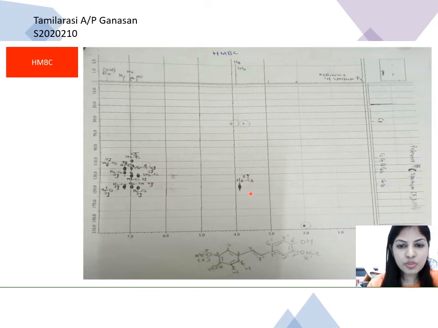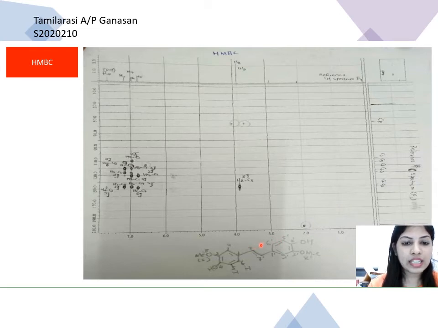What does this mean here? J, 3J, 2J. That's the symbol of bonds away: 3 bonds away, 2 bonds away. This is the symbol. After labelling all of this, we look at this structure and check one by one.